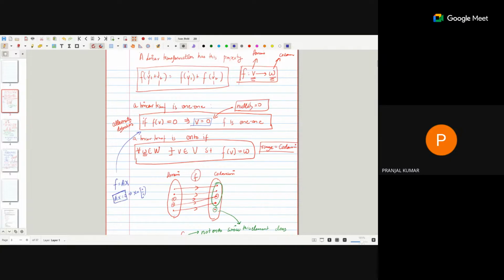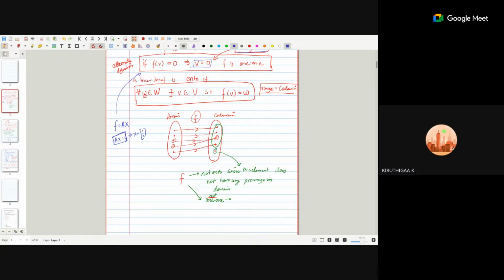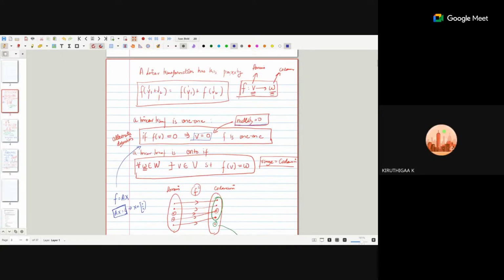Now when does it have a trivial solution? When nullity is 0, that is, when there is no free variable, if you remember. So that's why this is equivalent to saying that nullity should be 0. Excuse me, sir, what is the condition for onto in that example?